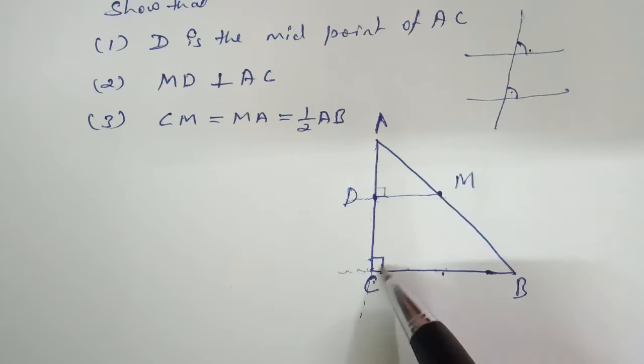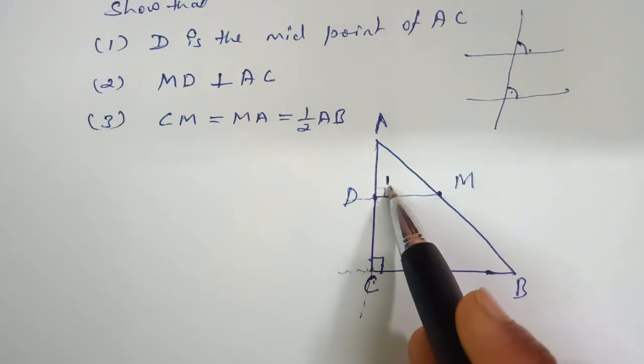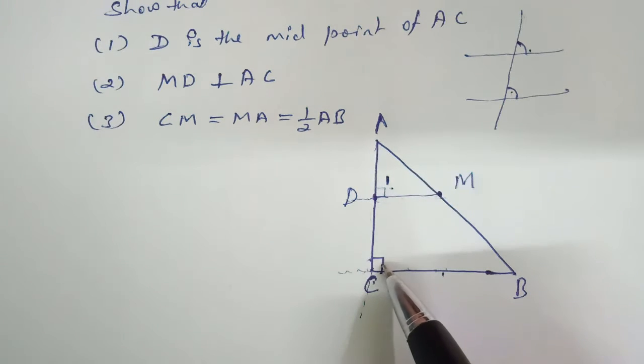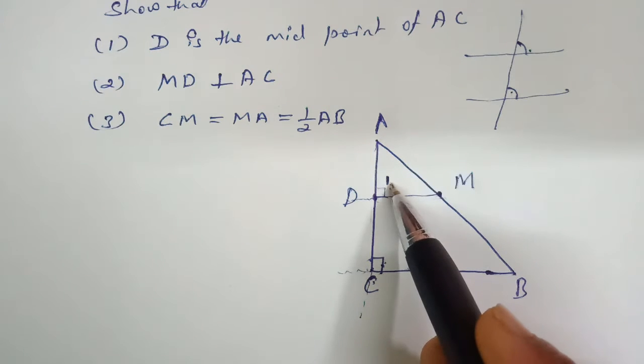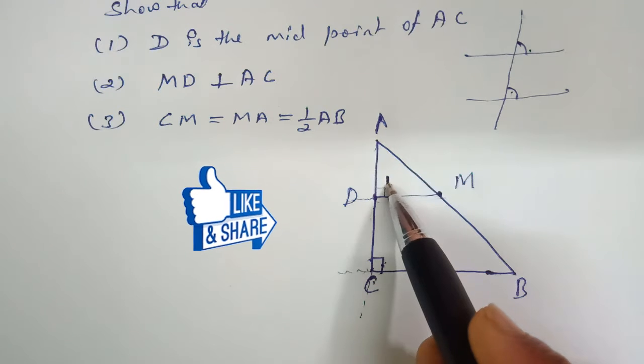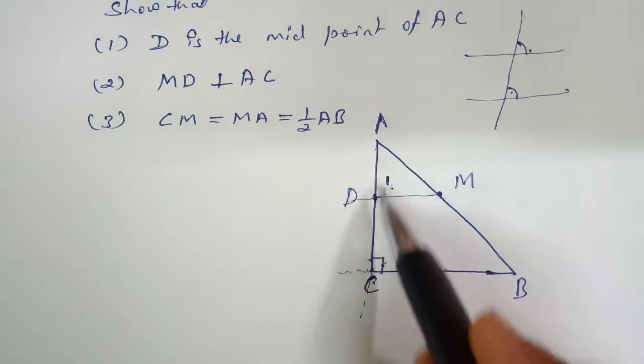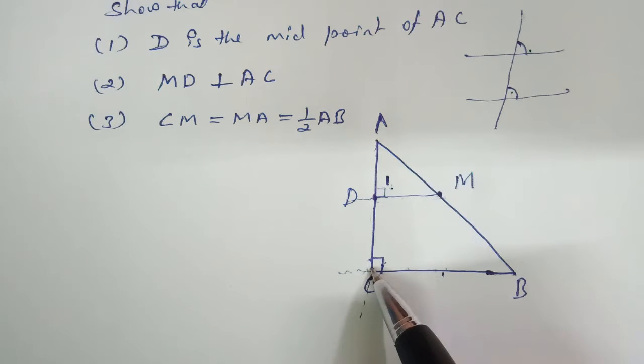So here angle C, and let this be angle 1. Angle C and angle 1 both are forming corresponding angles, and corresponding angles are equal. Angle C is 90 degrees, so angle 1 will also be equal to 90 degrees. And if this angle is 90 degrees, then on the basis of it we will get the second part, that is MD is perpendicular to AC.